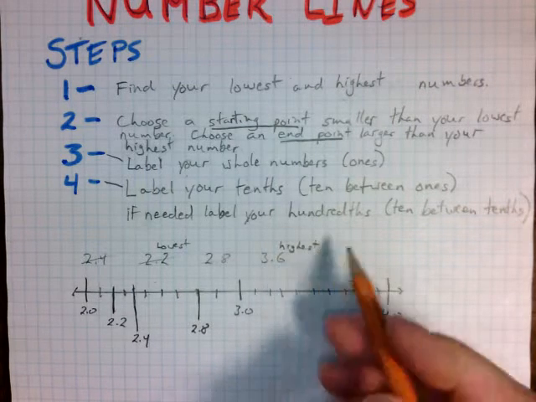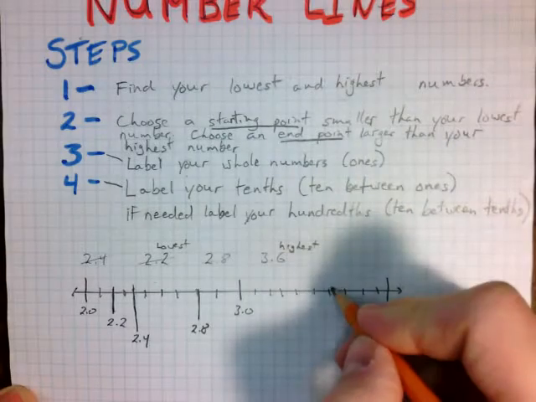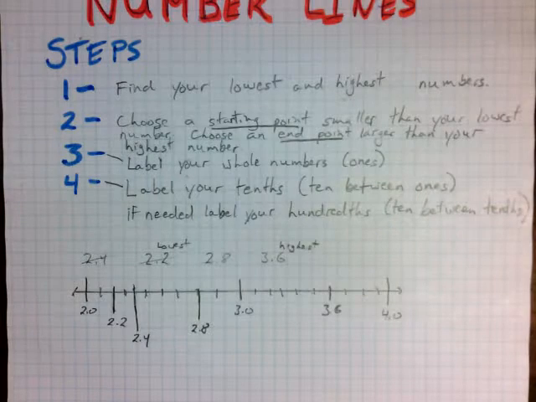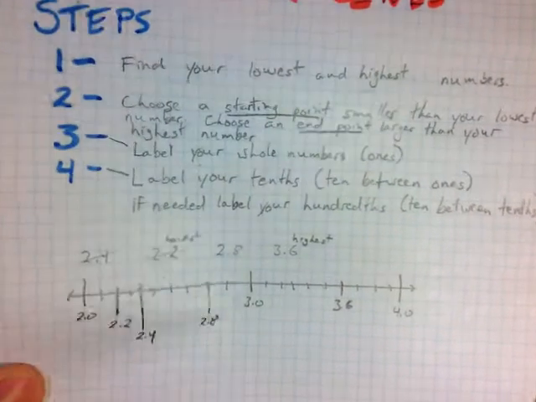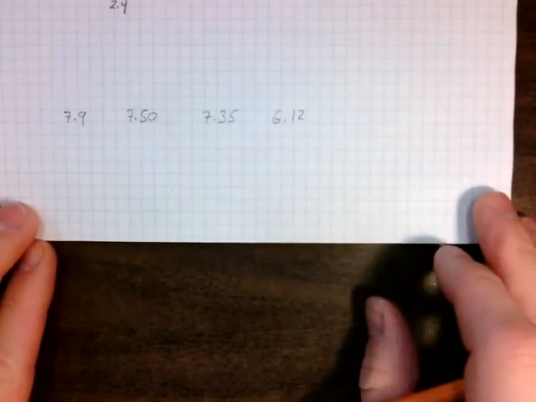And finally, so I've labeled this one, and this one. Finally, 3 and 6 tenths. Here's my 3. 1, 2, 3, 4, 5, 6 tenths. Okay. So that's our first number line. Let's look at another one. We'll follow the same set of guidelines.